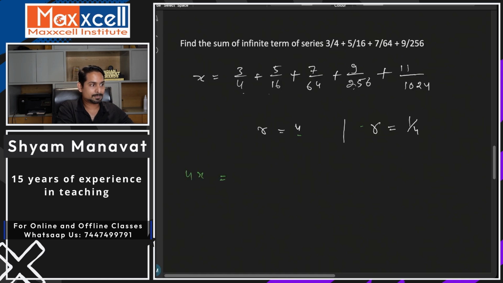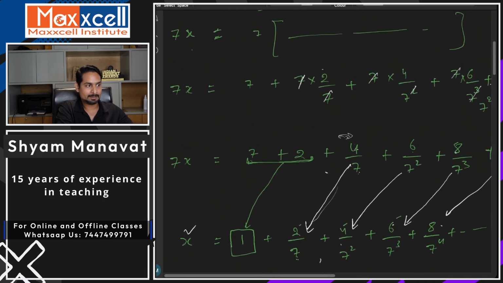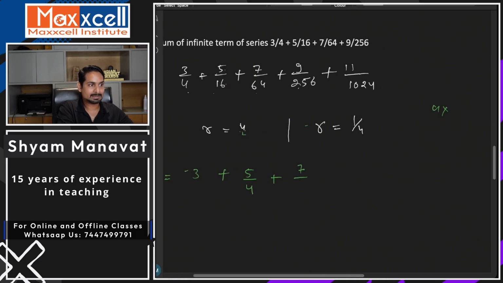4x is equal to 3 plus. Can I write like this directly without getting into too much detail of this calculation? So 4 multiplied by 3 by 4, you have only 3. 4 multiplied by 5 by 16, so 5 by 16 into 4, 16 and 4 will get cancelled and you are left with only 5 by 4. Similarly here, 4 multiplied by 7 upon 64, so you have 7 upon 16 left.